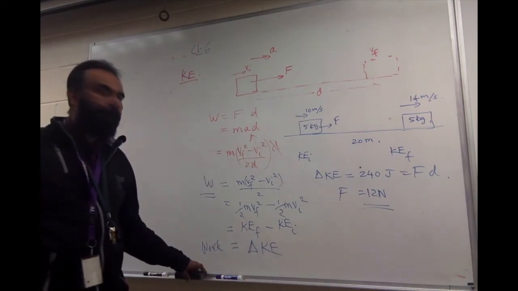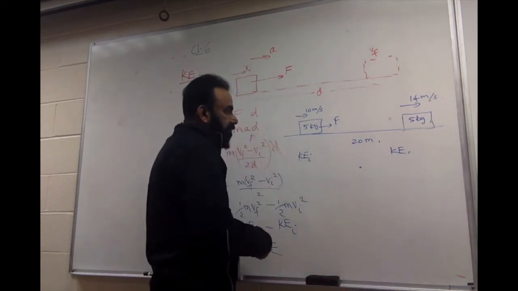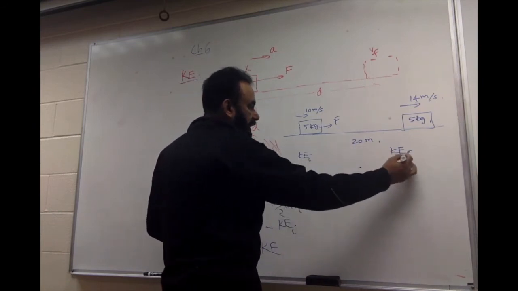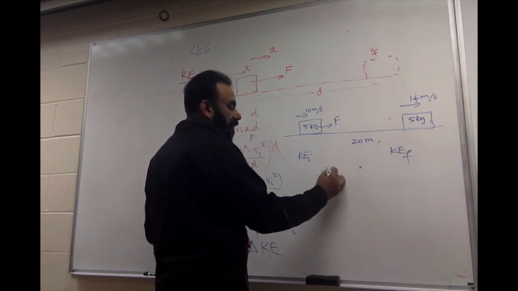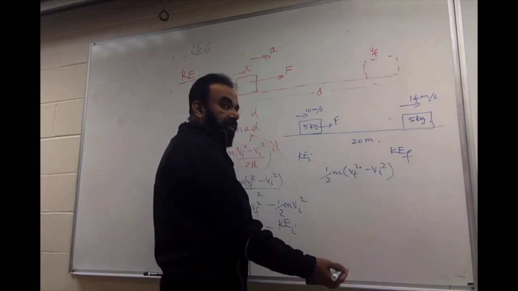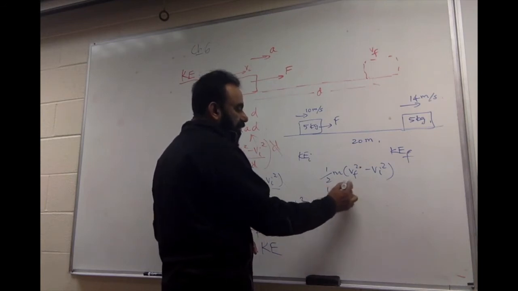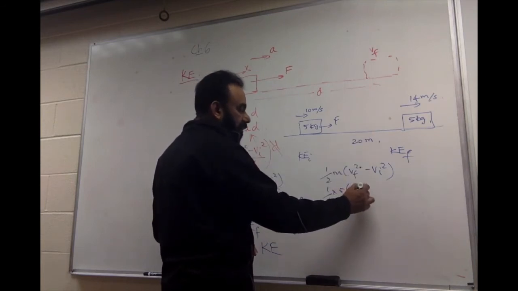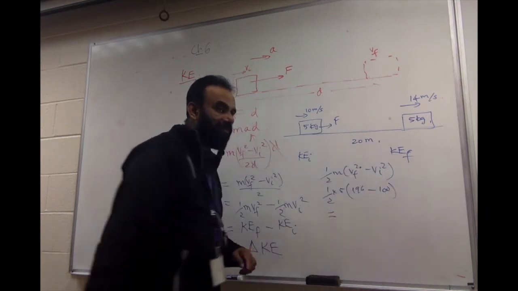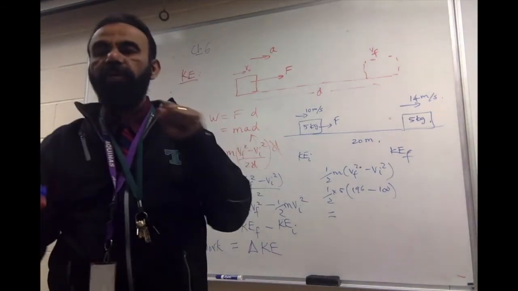How did you find out 240 joules? Take the energy difference. The final minus initial kinetic energy is half m Vf square minus Vi square, right? The difference between the two energies. Half of 5 times 14 square minus 10 square. Squared, okay. Oh yeah, square. That's a very common mistake, forgetting to square something.